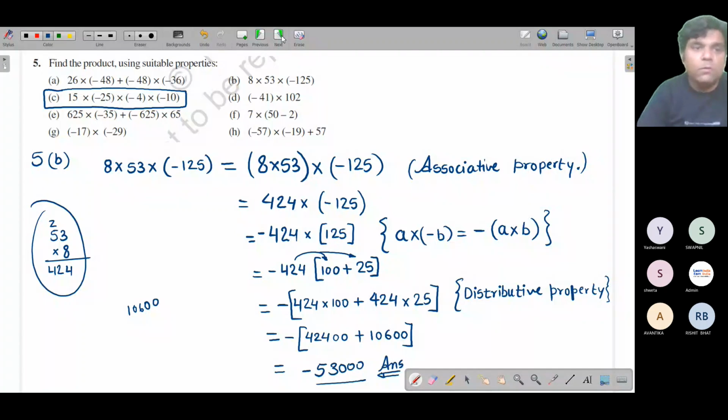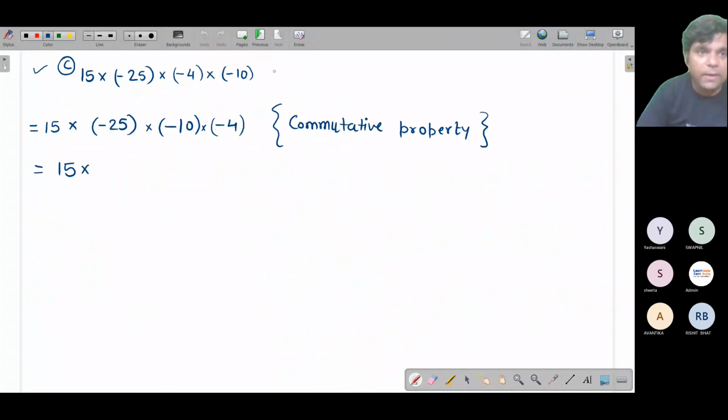Okay. So now we are solving part C. In this part C, we have to multiply 4 different numbers. We know that the multiplication of any number with 100 is very simple, or multiplication of any number with 10 is very simple. Correct? So here we can find that this 25 multiplied with this 4 gives 100. And if this 15 is multiplied with this 10, then we get 150. And the multiplication of 150 and 100 is very simple.